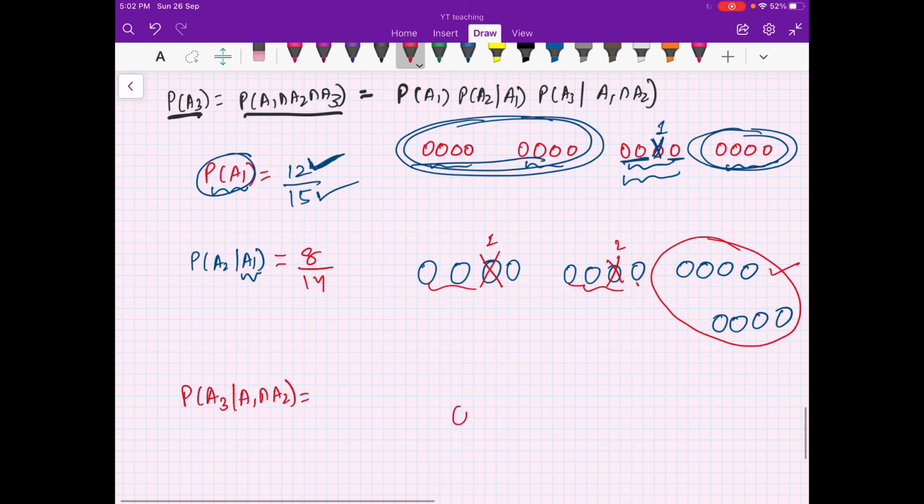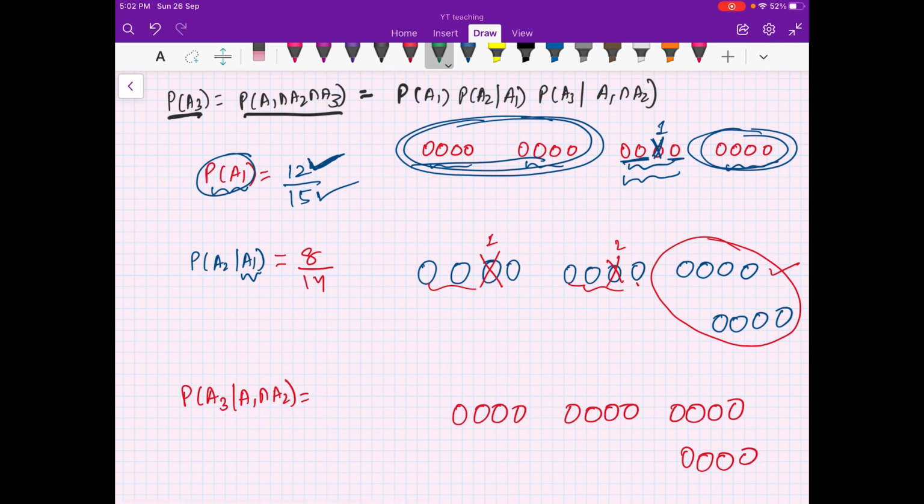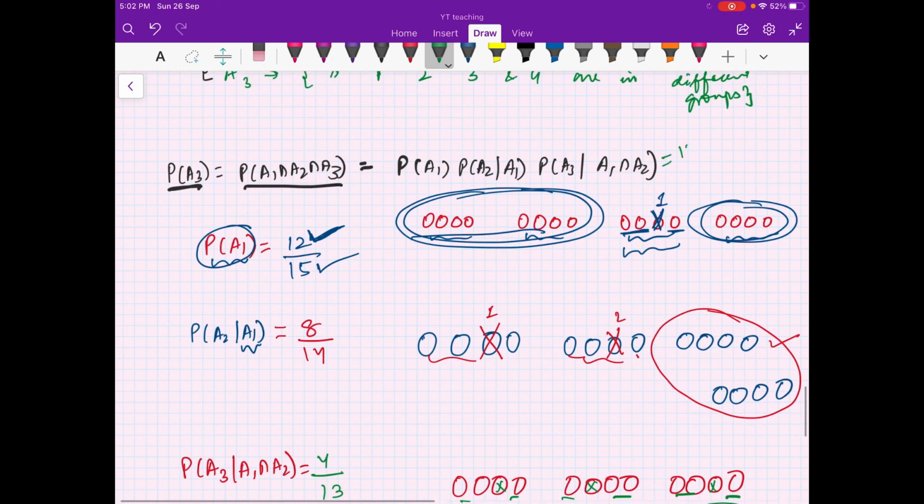So here you see, you have again already given the first student, second student, and third student. So you don't have any choice for the fourth student. You have only one group, so you can give any of the slots. So there are 4 slots in this group. You can give any of the slots to the student, and then total slots are 4 from here, 3, 3, 3. So total slots are 13, right? So this is equal to 12 by 15 into 8 by 14 into 4 by 13. So this is your answer.